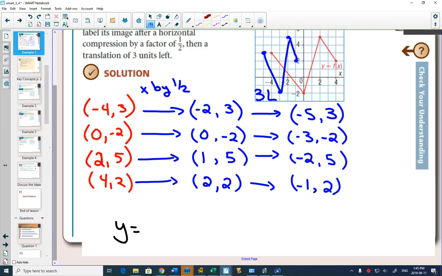Option number 1. It's all happening inside the function. So there's inside the function. We have x by a half, but we remember it has to be the reciprocal. So it's 2x, 3 to the left. We remember that that's the opposite sign, plus 3.